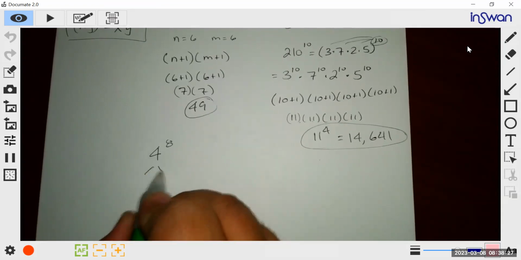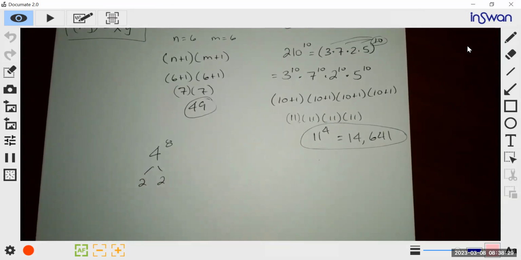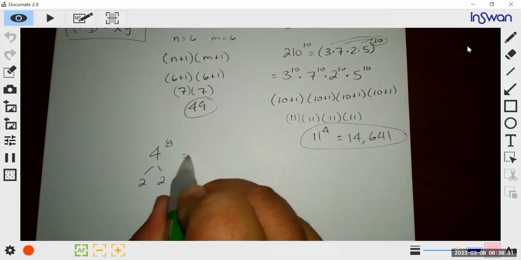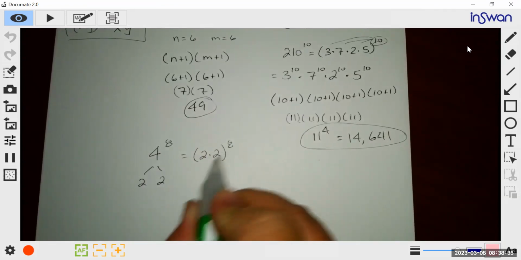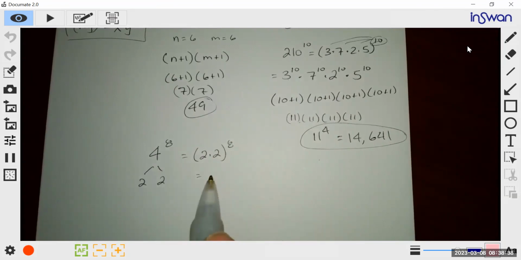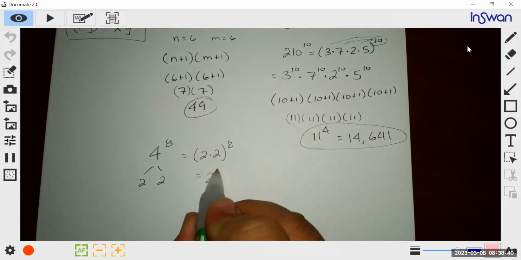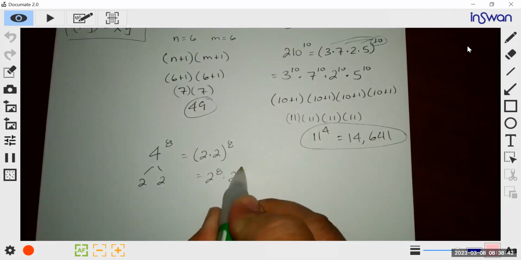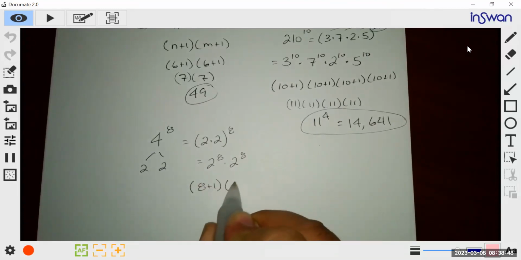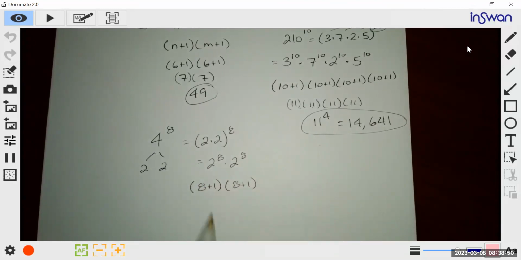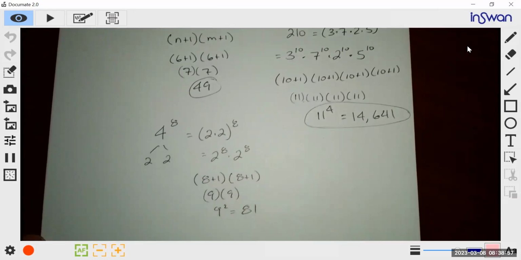Two times two, yes. Which becomes... Then you do this one and this one. This one is good, which is 81.